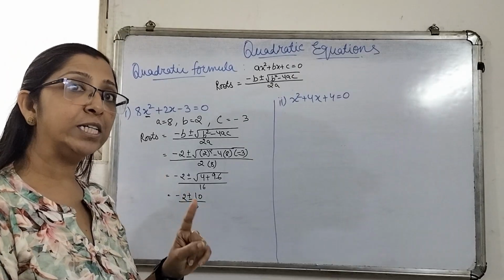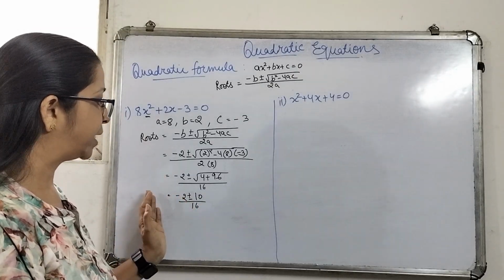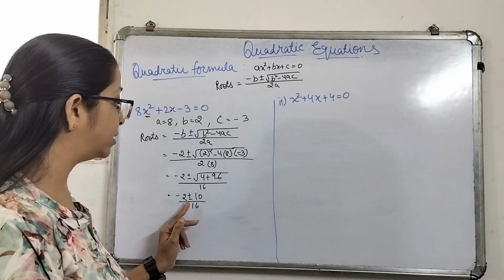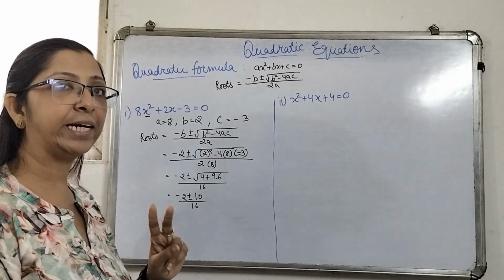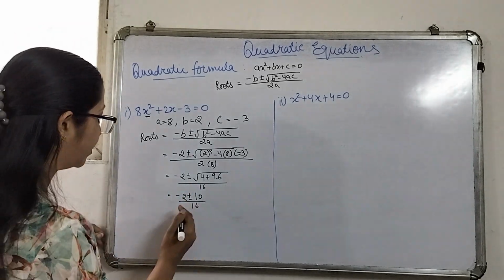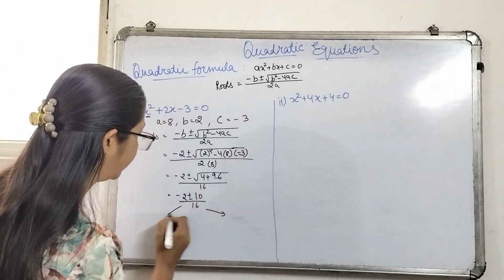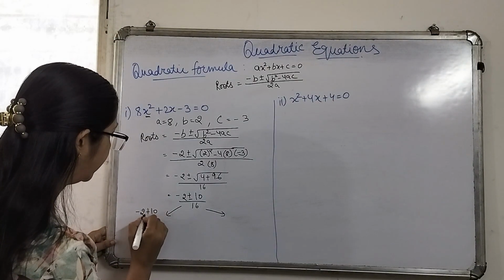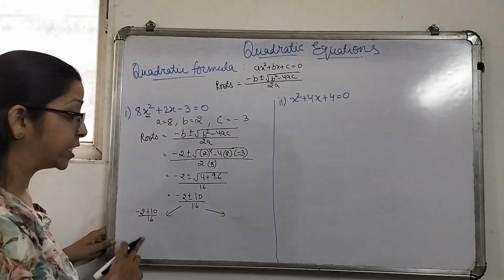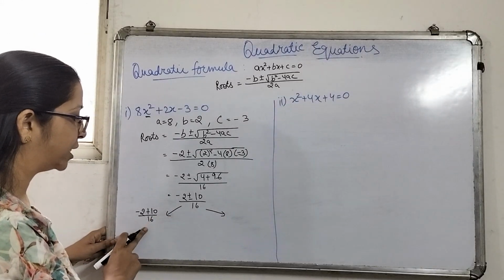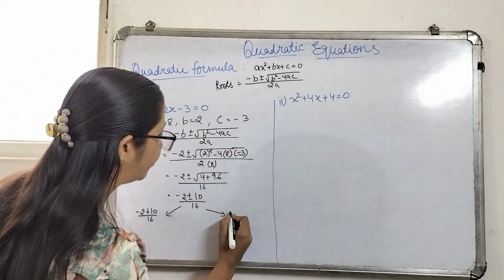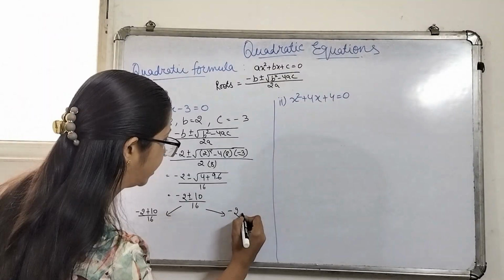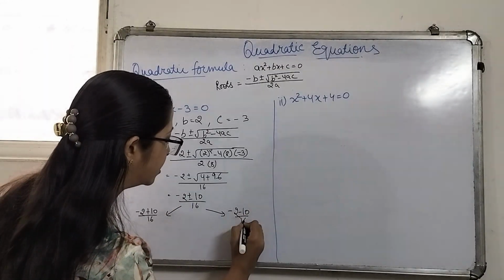That means once we consider the plus sign, and in the second condition we consider the minus sign. So this is how we get the two roots. First, when we consider the plus sign, it becomes minus 2 plus 10 upon 16. This will be the first root for the positive sign, and when we consider the negative sign, it will be minus 2 minus 10 upon 16.